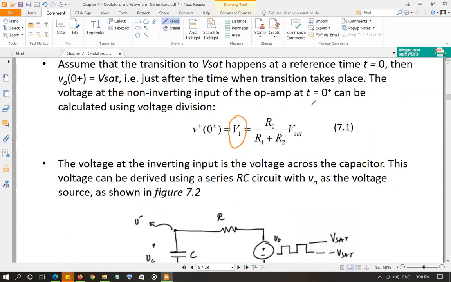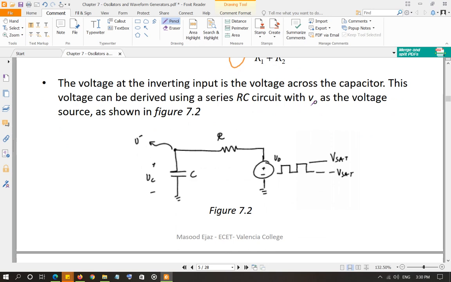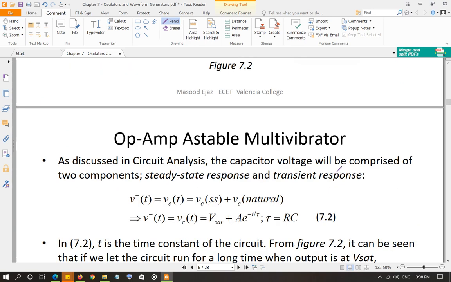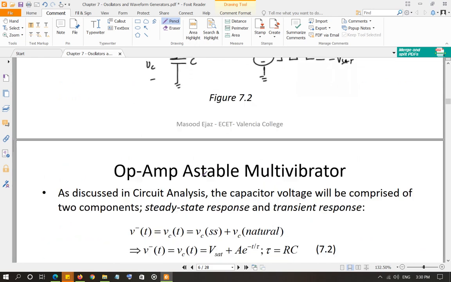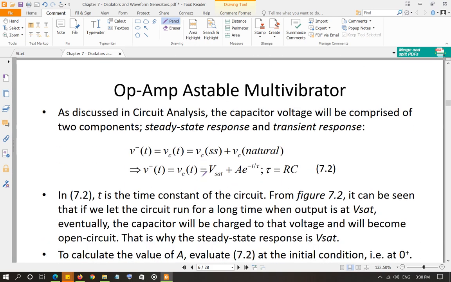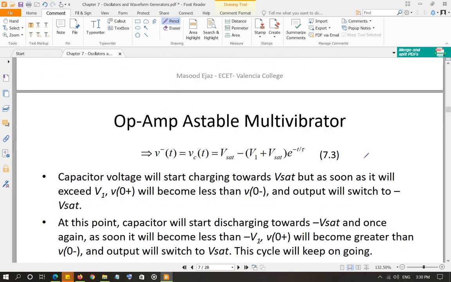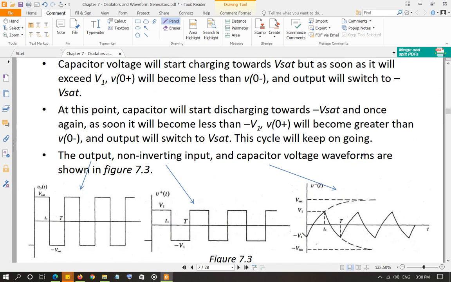So let's show you this. I just discussed this circuit right here, the same circuit. So this is what's going to happen. The capacitor voltage will be comprised of two components. Let me show you the circuit; this one. So this is what we discussed. The capacitor voltage is going to charge from negative V1 to positive V1 to negative V1 to positive V1.